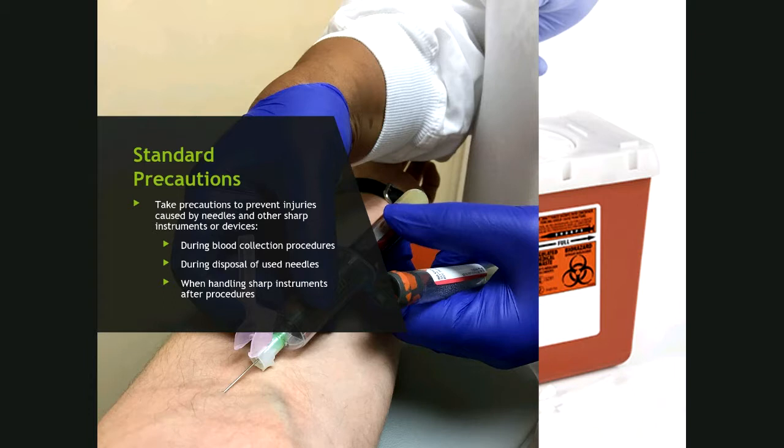So we know during the blood collection procedure, during disposal, and when handling sharps instruments after the procedure, where's our sharps container? Making sure it's not full. Making sure we have all our equipment nearby, so we're not having to reach and grab things. Also being aware of our patient disposition, because if they're going to be combative or they're not going to be able to cooperate, we get help.